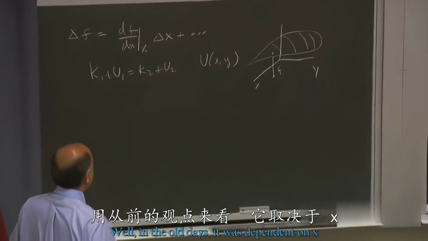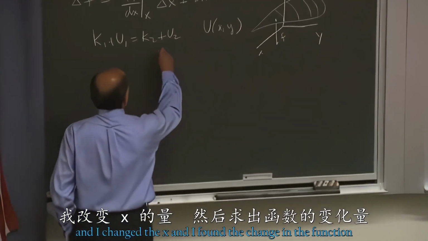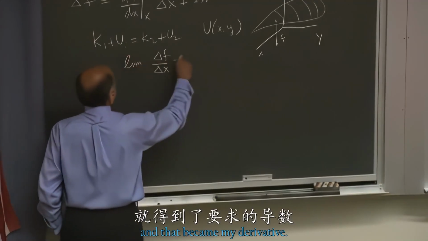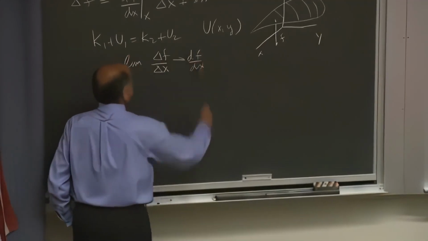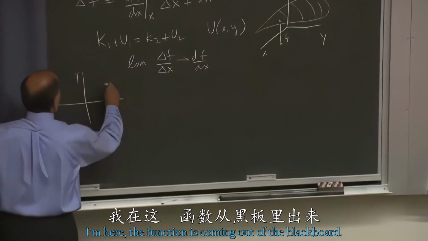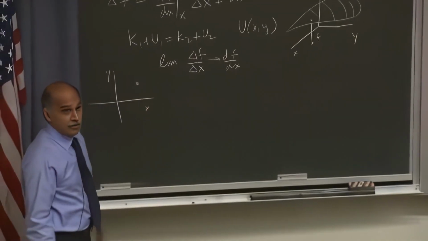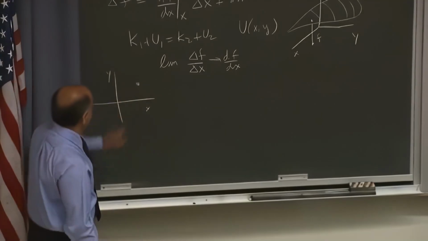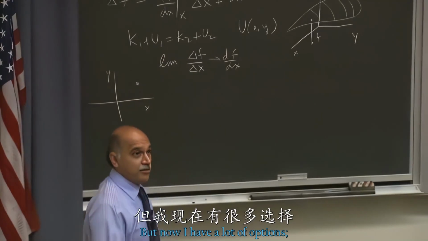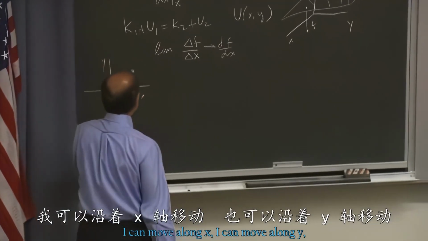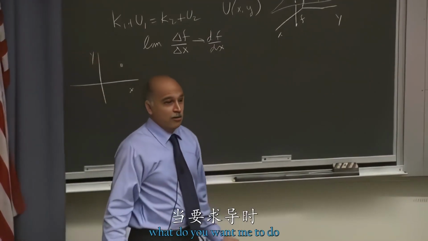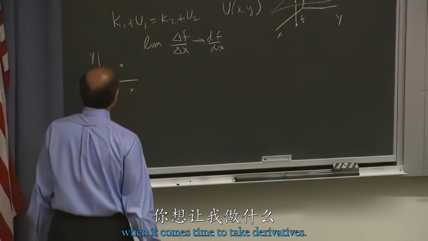Well, in the old days, it was dependent on x, and I changed the x, and I found the change in the function divided by the change in x and took the limit, and that became my derivative. But now I'm sitting in the xy plane, so here is x and here is y. I'm here, the function is coming out of the blackboard. So imagine something measured out, but I'm sitting here. Now I want to move and ask how the function changes. But now I have a lot of options. In fact, I have an infinite number of options. I can move along x, I can move along y, I can move at some intermediate angle. So you have to ask, what do you want me to do when it comes time to take derivatives?